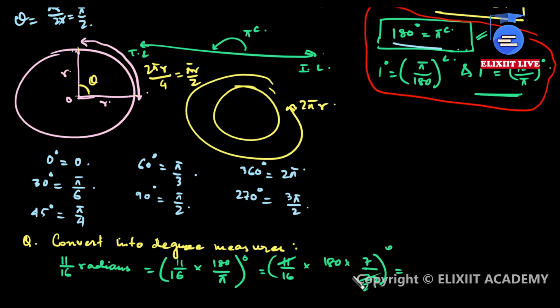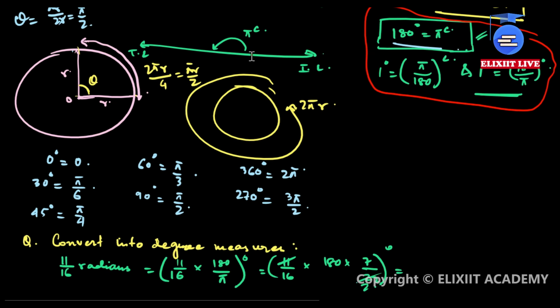So we are converting from radians to degrees. To convert from radians to degrees, we multiply by 180 by pi. Now suppose I tell you to convert into radians, what will you do? You multiply by pi by 180. If I ask you to convert 2 degrees in terms of radians, it will be 2 times pi by 180.